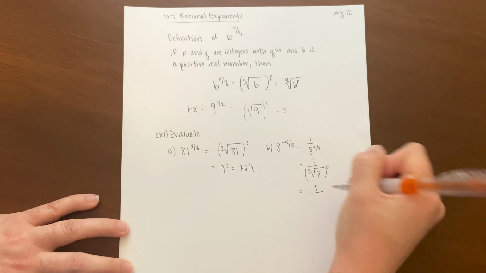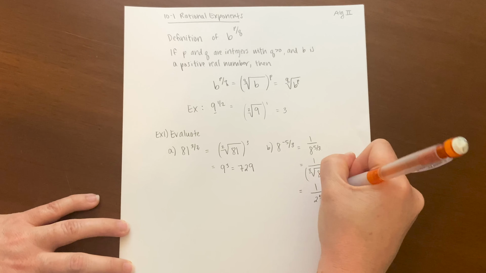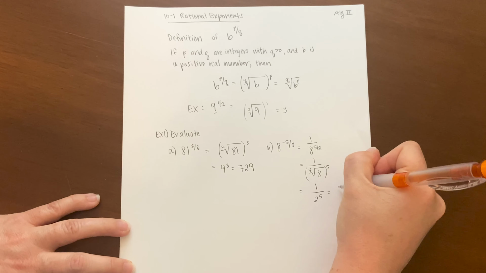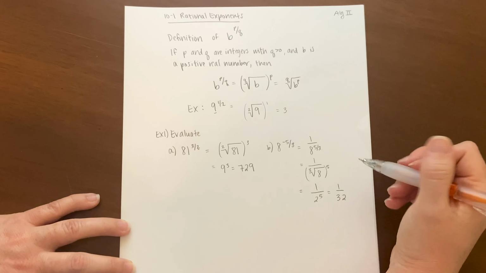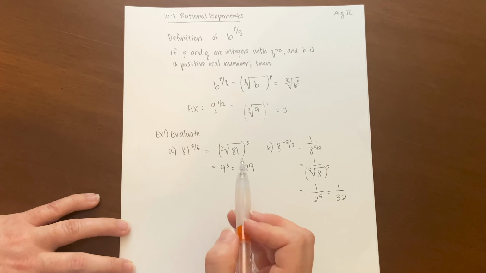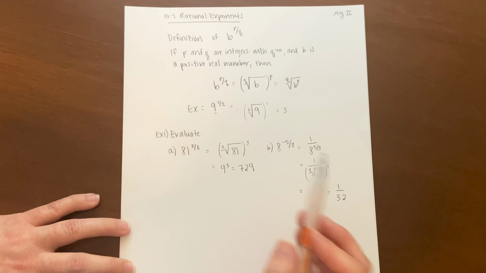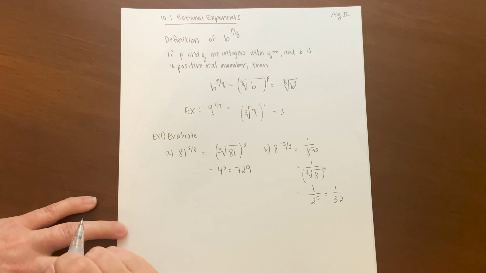All right, so on the bottom here, we've got the cube root of 8, which is 2. And then 2 is being raised to the 5th power, so 2 to the 5th power. You'll get really familiar with that one. They like to use it a lot. That's going to be 32. So 8 to the negative 5/3 power, the answer is 1 over 32.